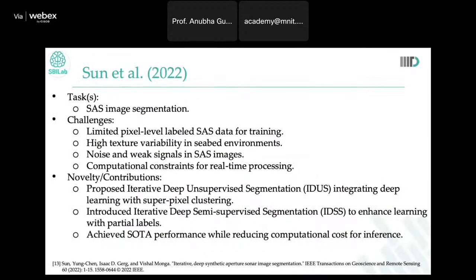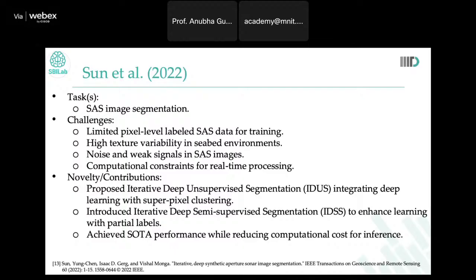This is another work which was published in 2022 by Sun et al. Here they did SAS image segmentation. The challenges are limited pixel level labeled SAS data for training, high texture variability in seabed environments, noise and weak signals in SAS images, and computational constraints for real-time processing, because you would like to deploy those systems on the ship or on your unmanned vehicles.